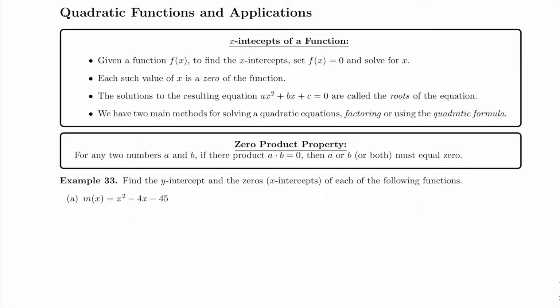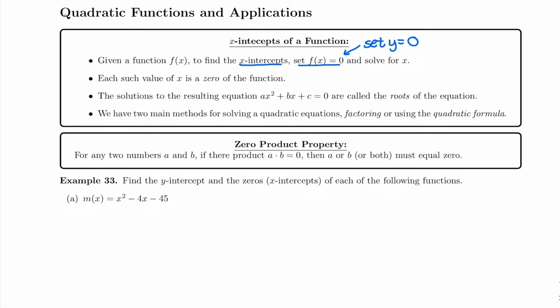Here we're going to look at some quadratic functions and find their x and y intercepts. So to find an x-intercept, set f of x equal to 0 or set y equal to 0, since y and f of x are the same thing. To find an x-intercept, we're going to make the y value 0 and solve for the roots of the equation.